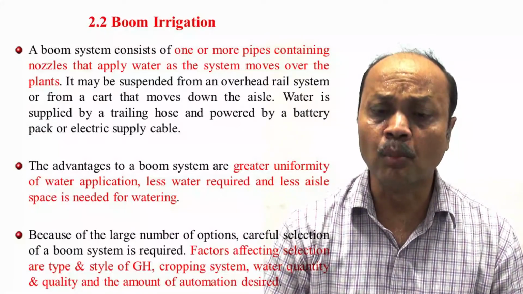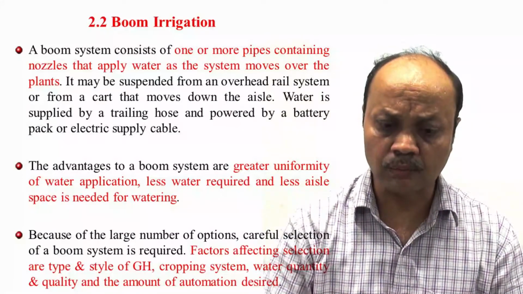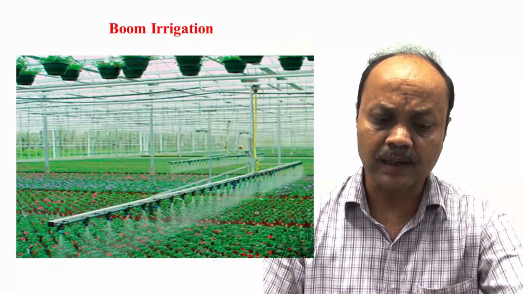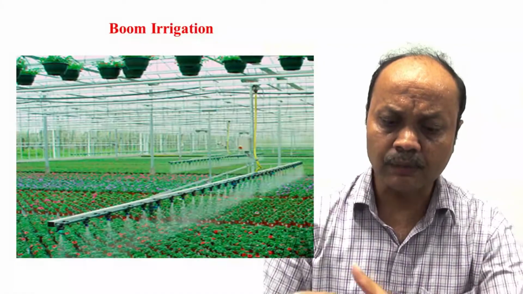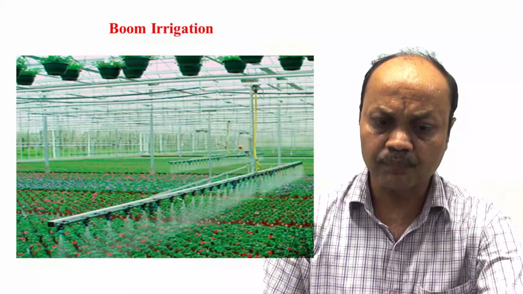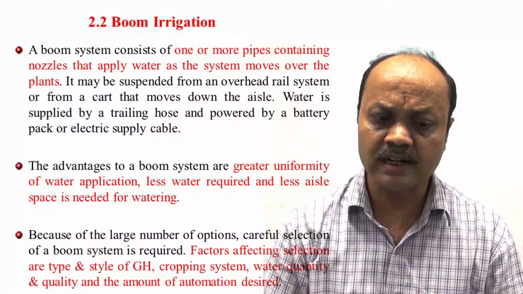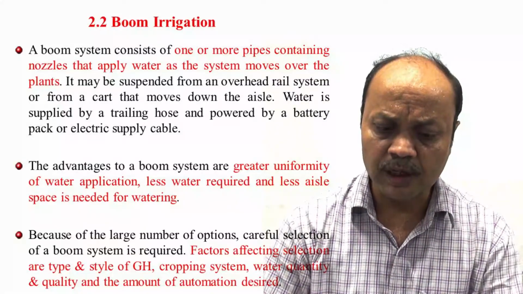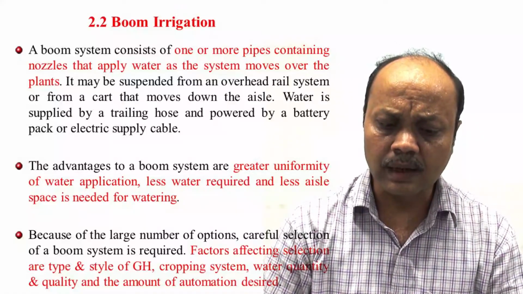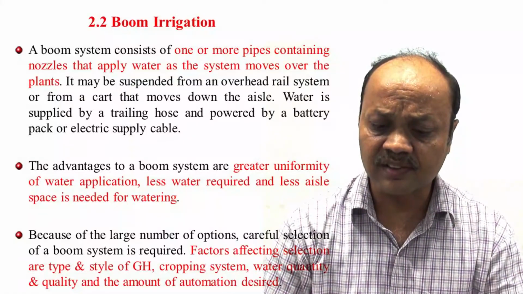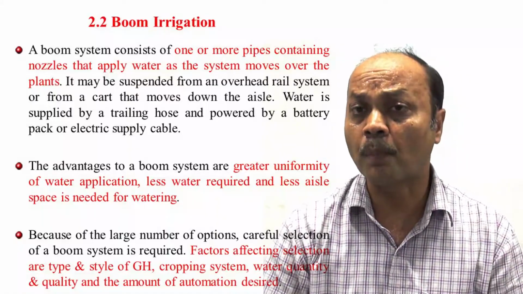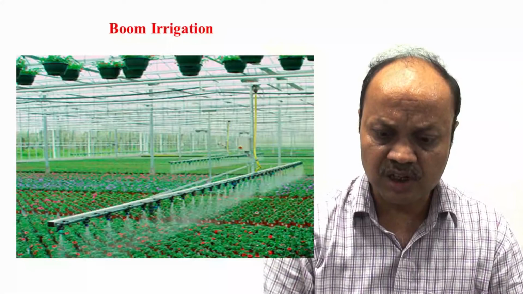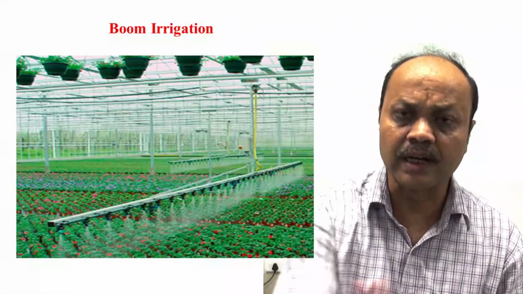And the second one is boom irrigation. This is very common. What is boom irrigation? Basically it works the same way as a sprinkler. Here the boom is there, and you can see one or more pipes containing nozzles that apply water as the system moves over the plants. Water quality is important, and various factors affect the selection, like where you are, which crop you are taking, and what the quality of water is. From the picture you can see that the boom moves horizontally, right?